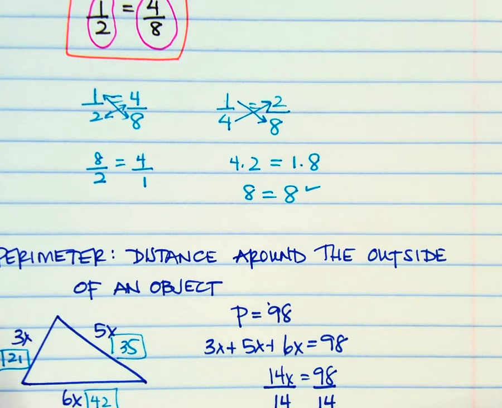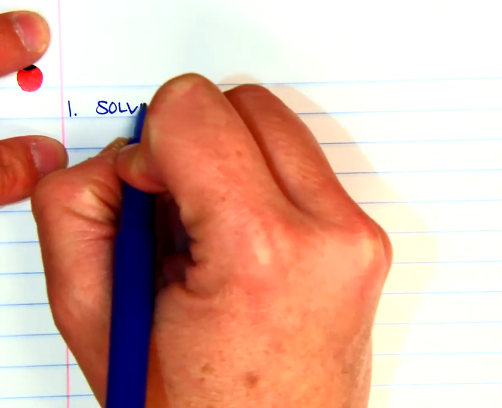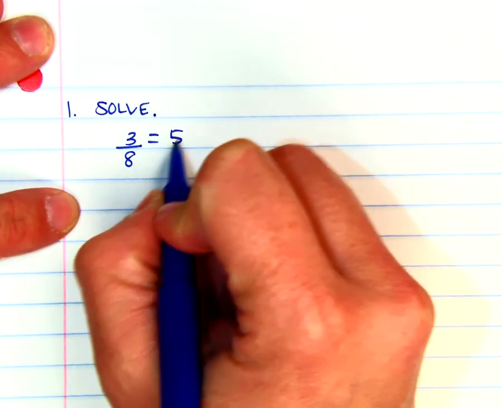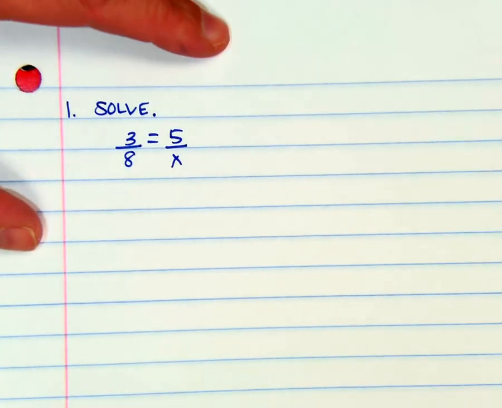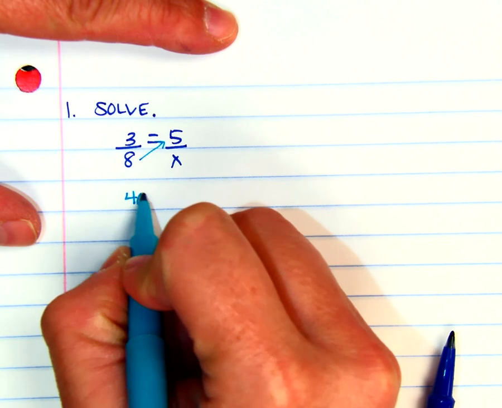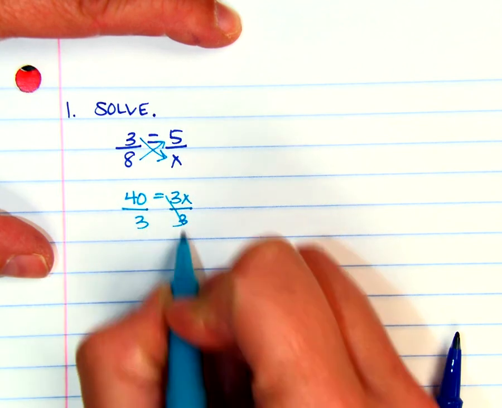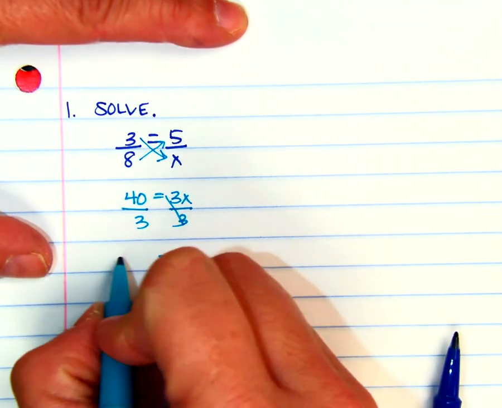So let's do a couple examples. Number 1, this should be an algebra review. Solve the proportion of 3 over 8 equals 5 over x. Cross multiply, 8 times 5 gives me 40 equals 3 times x gives me 3x. Divide both sides by 3 and x equals 40 thirds.